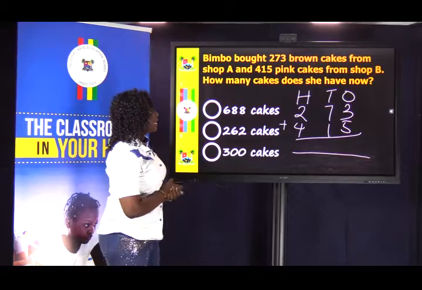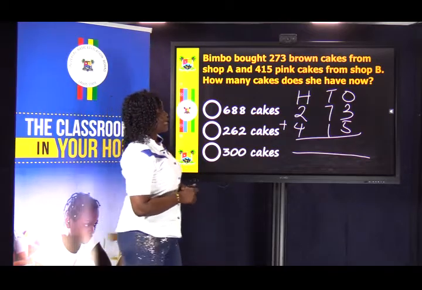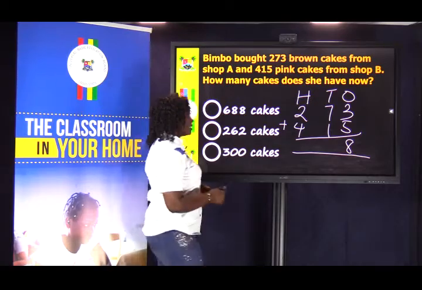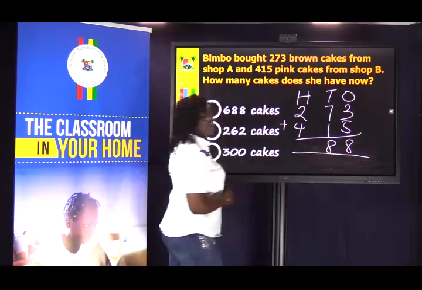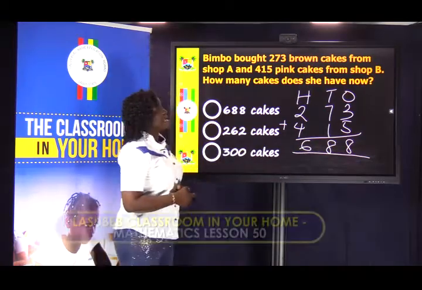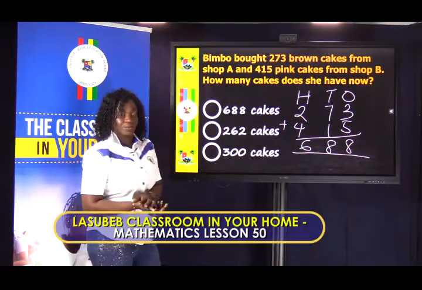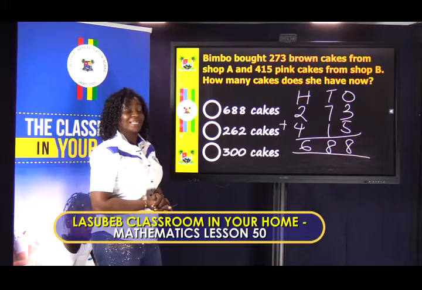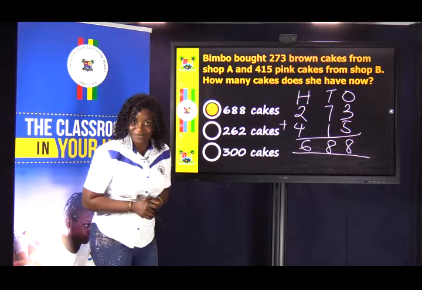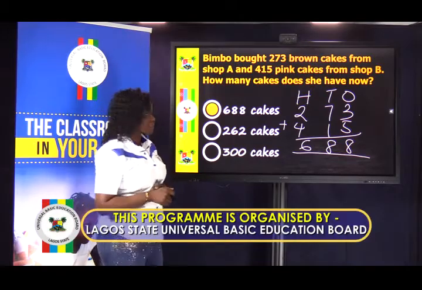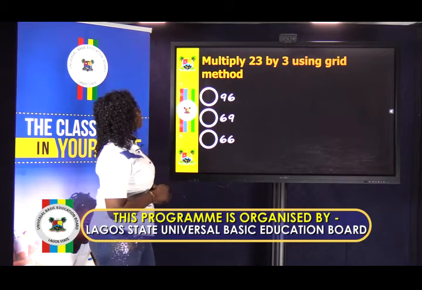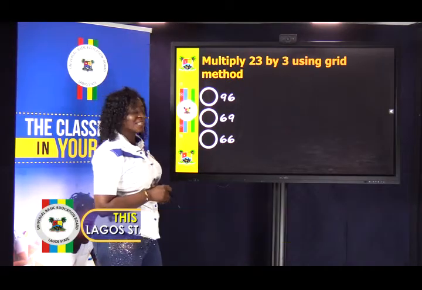Let's add it together. 5 plus 3 is 8. 7 plus 1 is 8. And 4 plus 2 is 6. So how many cakes does she have now? She has 688 cakes. Did you get that with me? Bravo, smart you. Awesome.